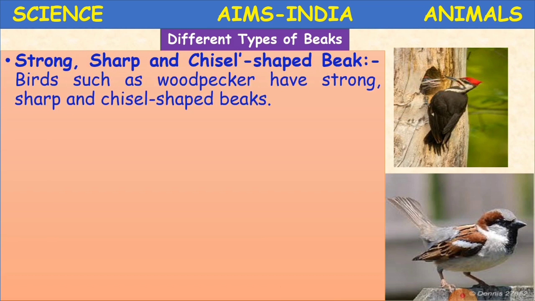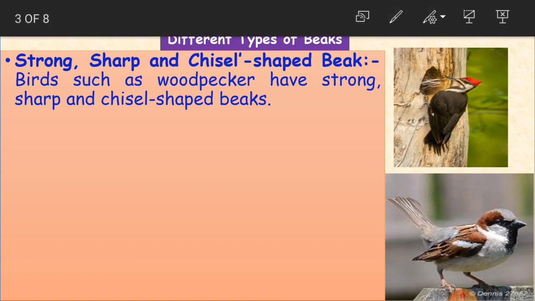Strong, sharp and chisel shaped beak. What is a chisel, children? It is a cutting tool, like we use in our daily life. It is a cutting tool with a sharp edge. I'll just draw it for you here. It is just like this, and this part is called the chisel. So it is just like a knife. This part is very sharp and we use it for cutting.